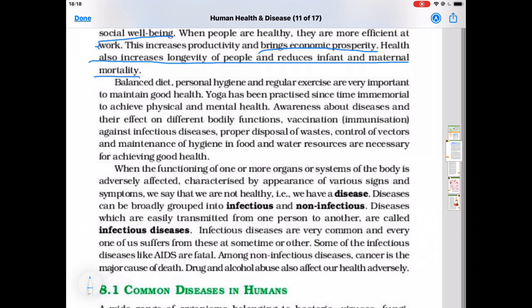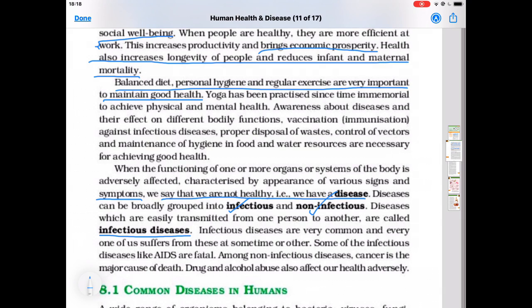Balanced diet, personal hygiene, and regular exercise are very important to maintain good health. When the functioning of one or more organs or systems of the body is adversely affected, characterized by various signs and symptoms, we say that we are not healthy. That is, we have a disease. Disease can be broadly grouped into infectious and non-infectious. The diseases which are easily transmitted from one person to another are called infectious diseases.